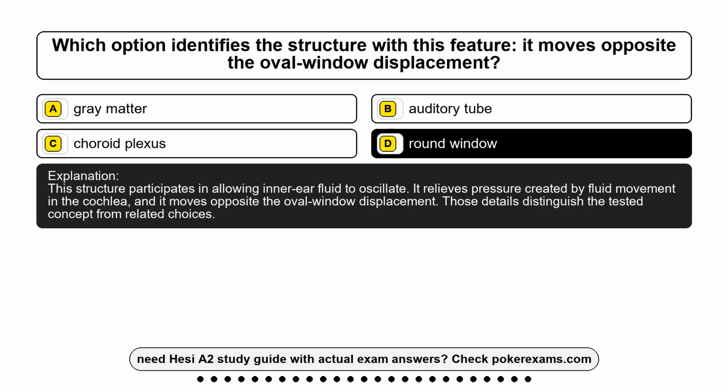This structure participates in allowing inner-ear fluid to oscillate. It relieves pressure created by fluid movement in the cochlea, and it moves opposite the oval window displacement. Those details distinguish the tested concept from related choices.